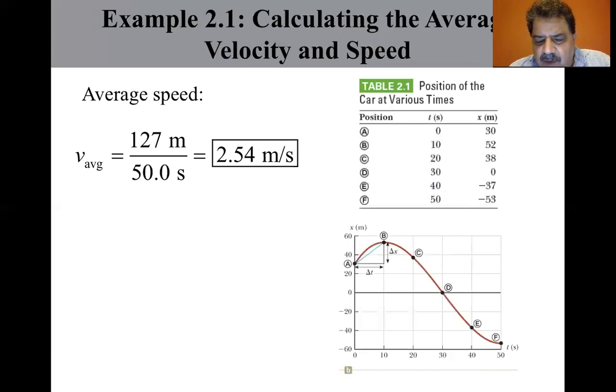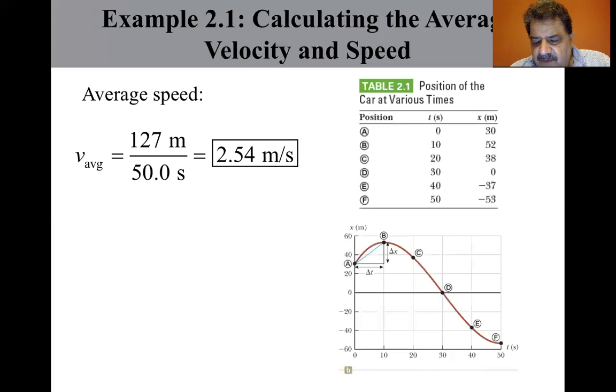Suppose the red-brown curve in the figure were different, so that between 0 seconds and 10 seconds, it went from A up to 100 meters and then came back down to B. The average speed of the car would change because the distance is different, but the average velocity would not change.